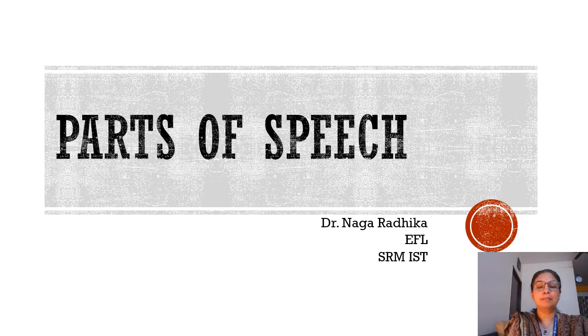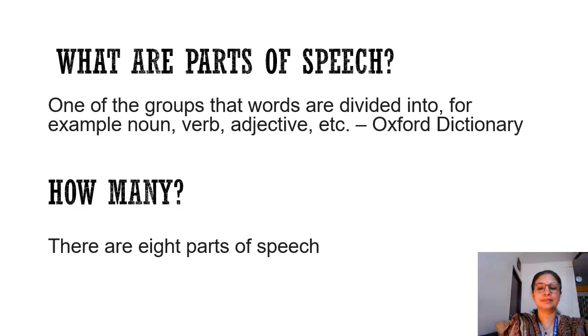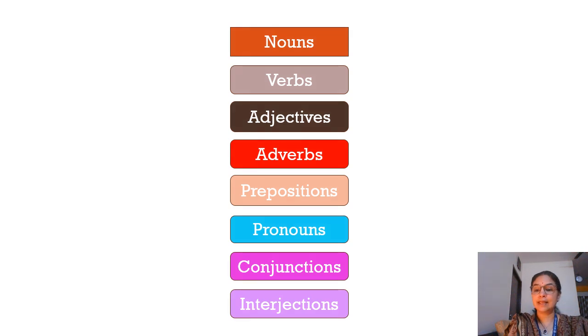Today we will learn parts of speech. So, what are parts of speech? Basically, words in the English language are divided into categories based on the work they do. And how many are there? There are 8 categories of these words. Now let's look at them. These are the 8 parts of speech that we have: nouns, verbs, adjectives, adverbs, prepositions, pronouns, conjunctions, and interjections.